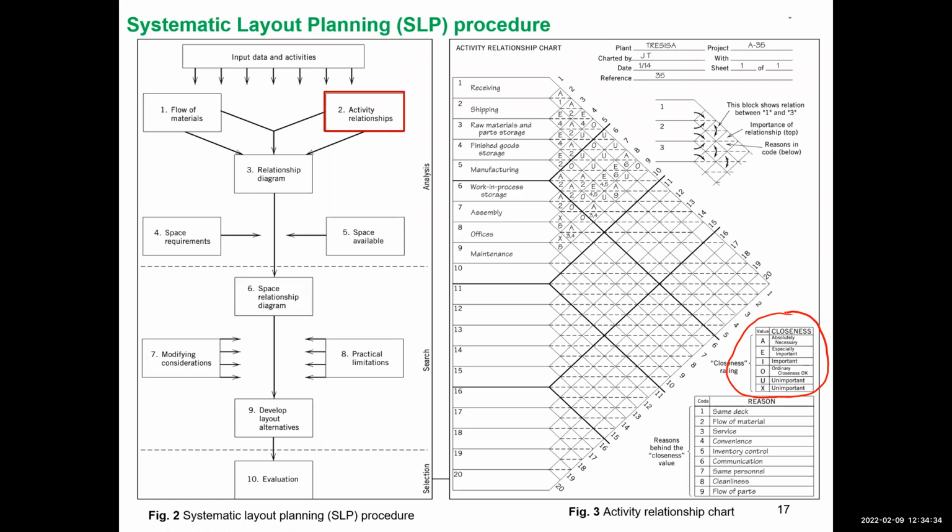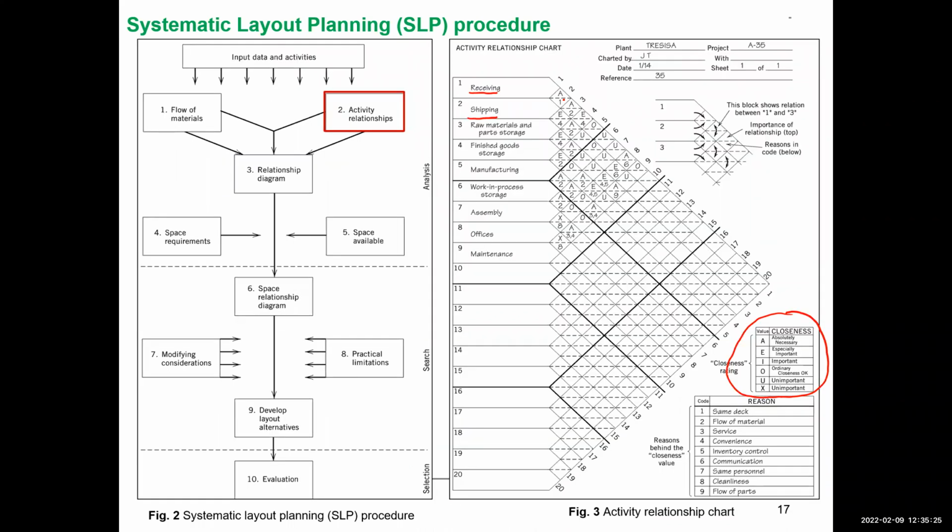And the reasons are based on the user or the decision maker. You can create a list and then put a code for each one of the reasons, and then use those codes to present a reason for the rating that you're providing for the relationship between departments. So for example, in this case, we have receiving and shipping. We define that relationship as absolutely necessary. So we want them together. And the reason in this case is because they have the same date. So that's the activity relationship chart.